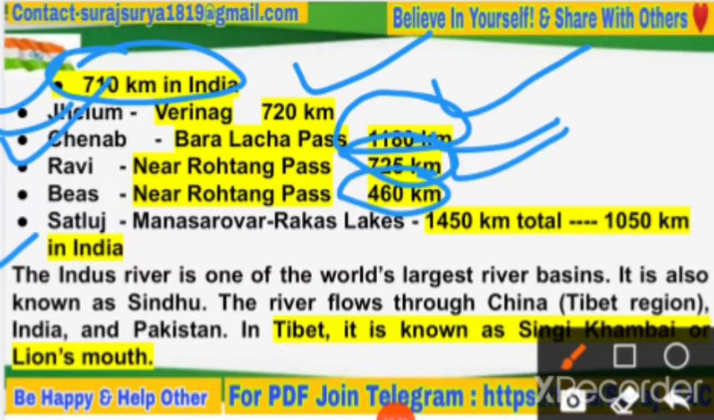Now let's have a look at the important origination point of the Indus River. The Indus River forms the world's largest river basin, and it is also known as Sindhu, as I have discussed earlier. The river flows through China, in the Tibetan region, then in India, then in Pakistan. It means the Indus River system comprises three important countries. One is China, where you will find the Indus in the Tibetan region. In India, you will find it in Jammu and Kashmir. Then it enters Pakistan, and after entering Pakistan, it drains out in the Arabian Sea. Where does it drain out in the Arabian Sea? Have patience, we are going to learn about all these things.